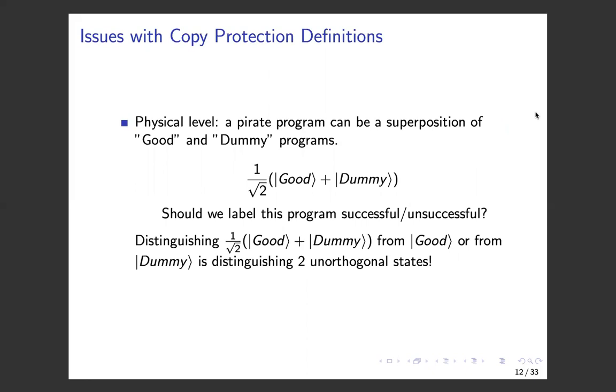And another issue is on the physical level. So consider a pirate program that is a superposition of a good program, which always outputs the correct output, and the dummy program, which just makes dummy guesses. Should we label this program successful or unsuccessful if it's an equal superposition of good and dummy? If we're able to label it, we're able to distinguish such a program from a good program or from a dummy program. And this is distinguishing two non-orthogonal states. And we know that this is not doable if we're only given one copy of such a state. Unless we're given many copies, we are probably able to distinguish them. However, here in this game-based security game, we're only given one copy of each pirate program.